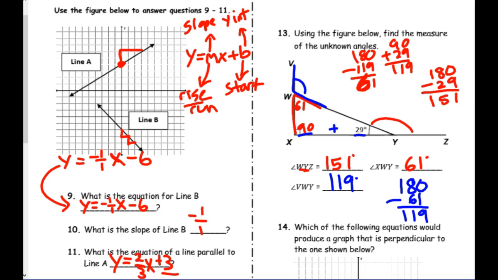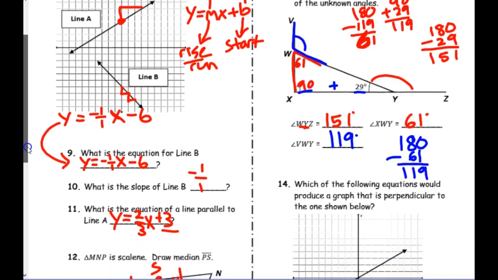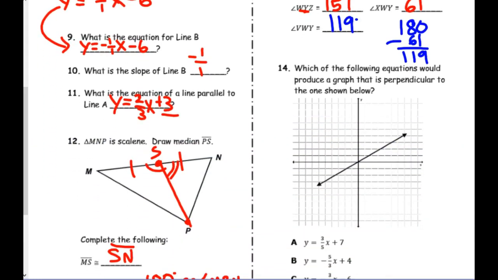Number 14. Which of the following equations would produce a graph that is perpendicular to the one shown below? Now remember, perpendicular means opposite reciprocal, so change the sign and flip the fraction.